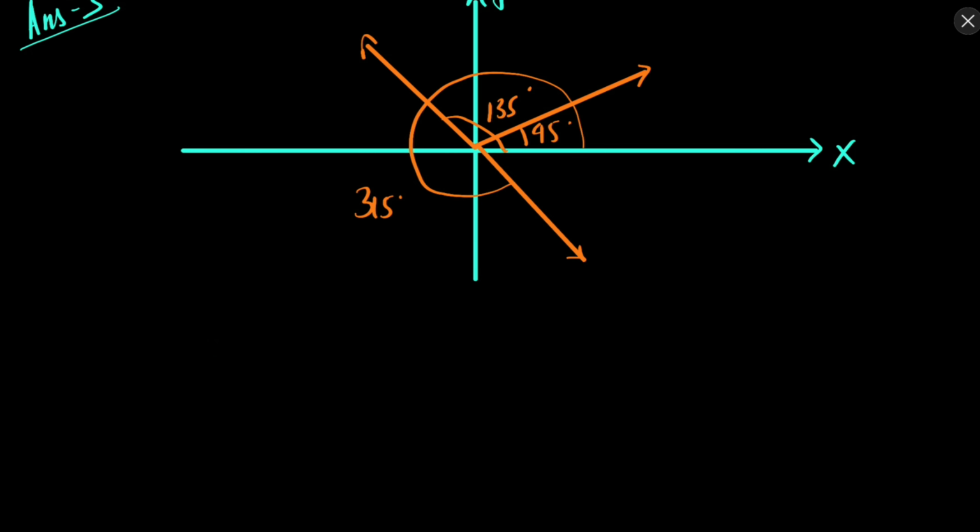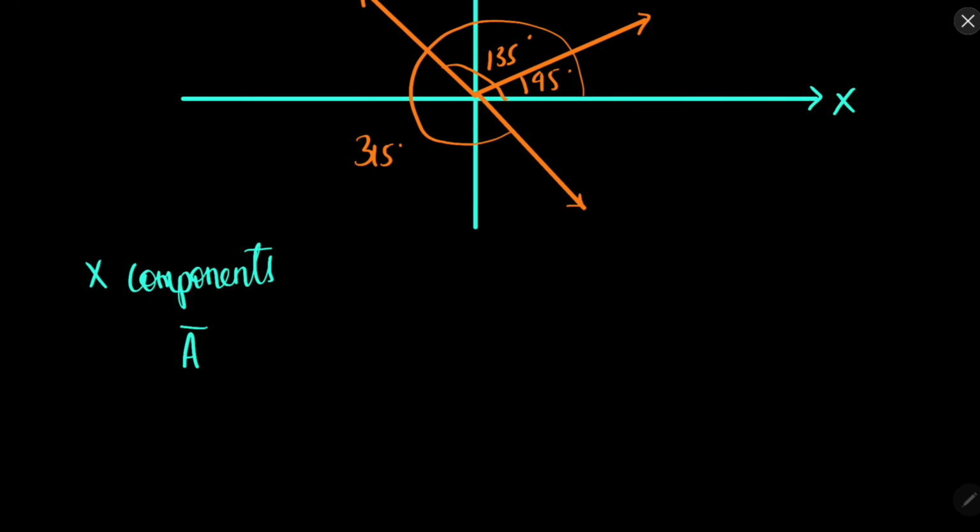Now here we need to add these 3 vectors. What we can do is make the components individually, x and y components, and then add the x components and y components individually. So first let's try to find the x components of all the vectors. For vector A, it will be 100 cos 45 degrees.